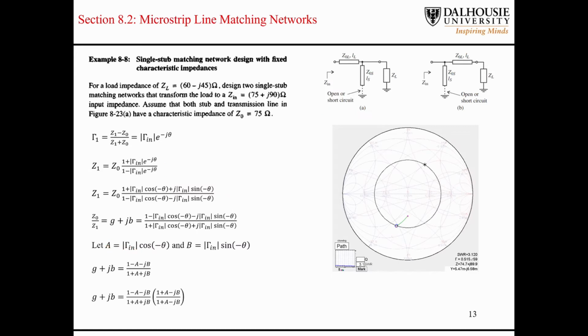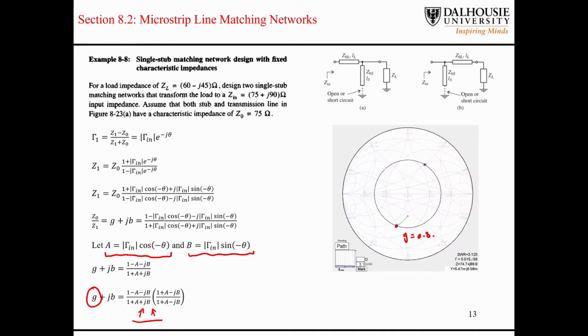In order to simplify our lives a little bit, I'm going to make the following substitution where I let A equal the reflection coefficient times cosine, and B equal the reflection coefficient times sine. That simplifies our formulas a little bit. What I'm trying to do is separate the real part and the imaginary part from this expression. I know that the real part is going to be equal to G, and I know that this impedance sits on the G equals 0.8 constant conductance circle.